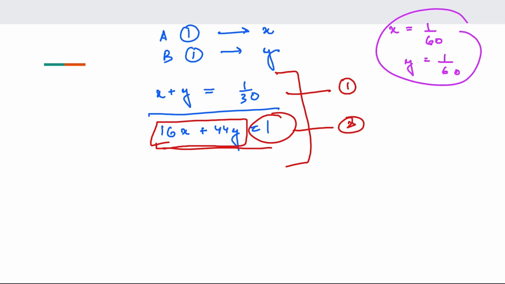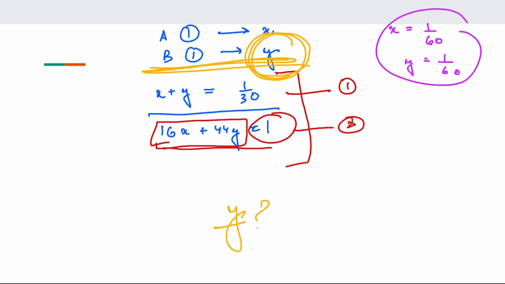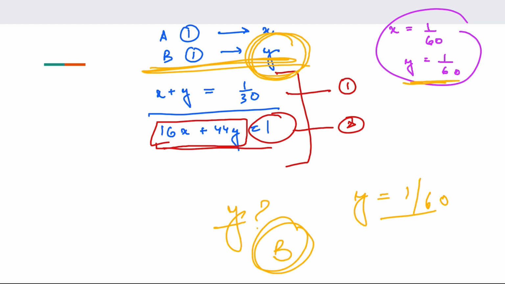Exactly, you can see this. B's one day work is Y. And do I know where Y is? Yes, this is Y. Y is nothing but 1 by 60. So that means B alone can finish the whole work in how many days? Reciprocate this. 60 days.